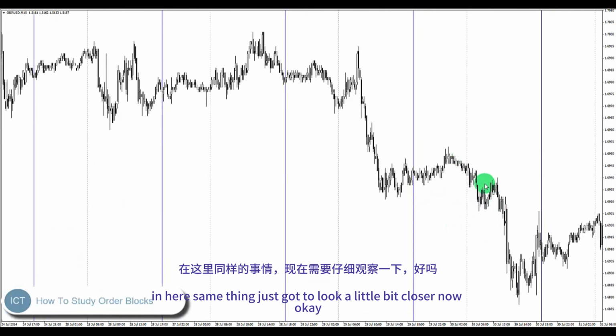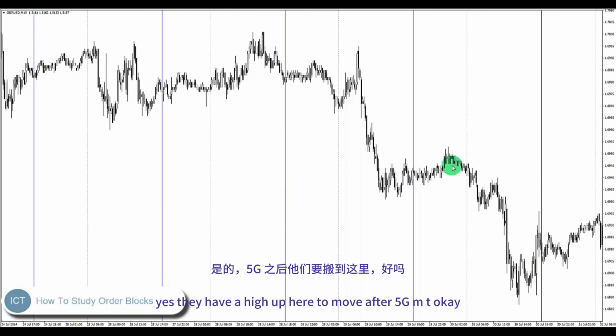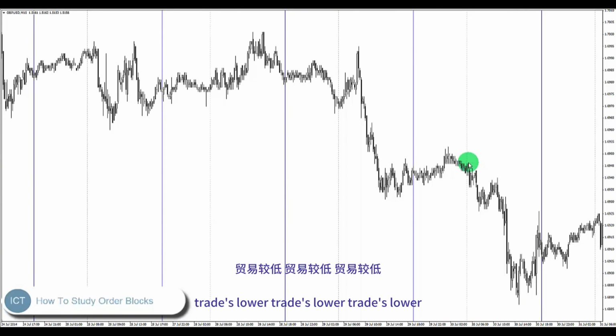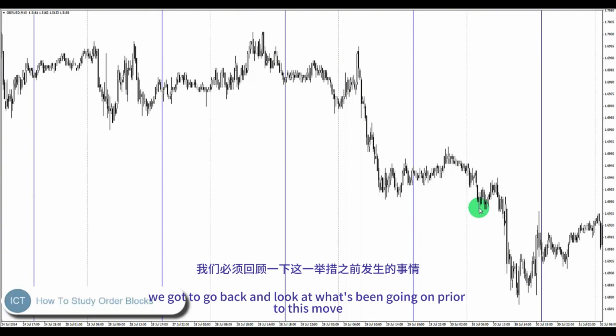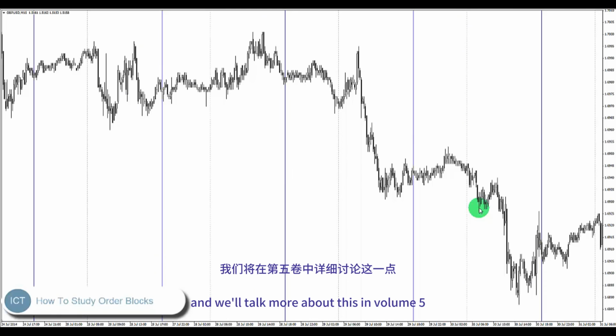In here, same thing. Just got to look a little bit closer now. Yes, they have a high up here. The move after 5 GMT trades lower, trades lower, trades lower. But then we got to go back and look at what's been going on prior to this move. And we'll talk more about this in volume 5.